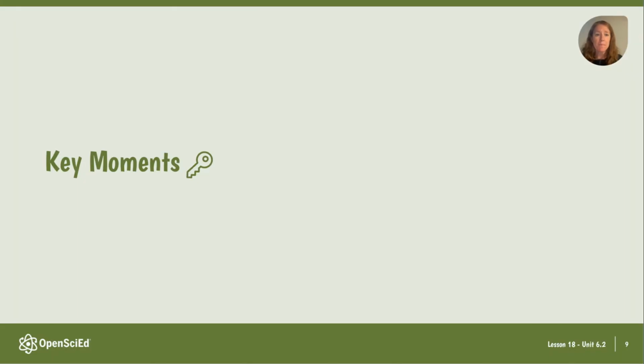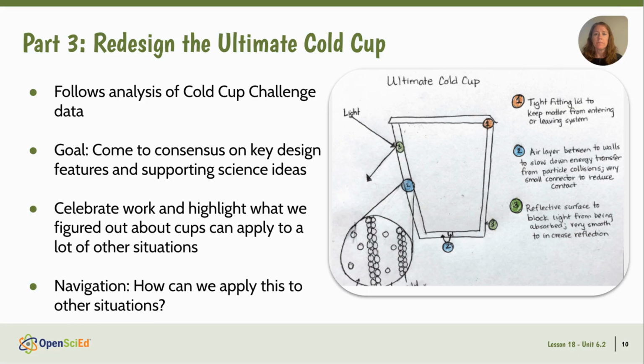Here are some of the key moments of lesson 18. In part 3, we use our analysis of cold cup challenge data to design the ultimate cold cup together. We'll meet in a scientist circle to do this. The students come to a final consensus about the key design features and the science ideas that support them. This serves as a conclusion to our anchoring phenomenon, so it provides closure for the students, but it's also a great place to navigate towards broadening our understanding.